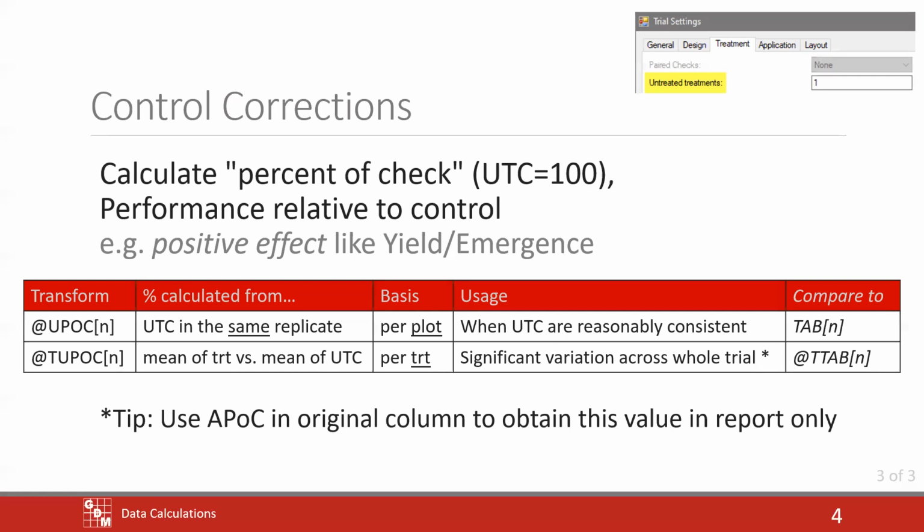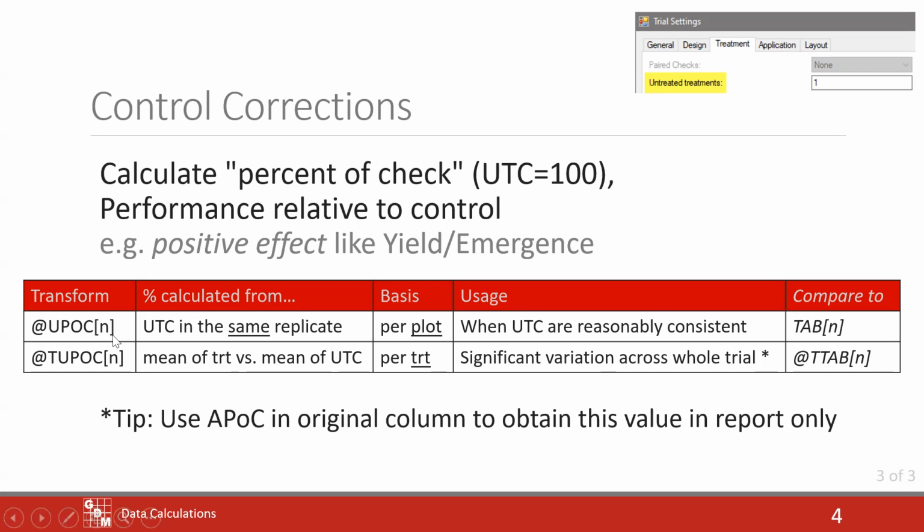All right, one more set of control corrections, and this would be when you want to calculate a percent of check. Slightly different, sounds very similar to the Abbott's. Again, we're wanting to gauge the performance of a treatment relative to a control, but more commonly, for this one, it's when you're looking at a positive effect. So something like yield or emergence, where you would really want to set that check at 100, and then for anything, did the treatment make things better? It would be over 100, 110% of check. How much better did the plots perform with whatever treatment that we're looking at?